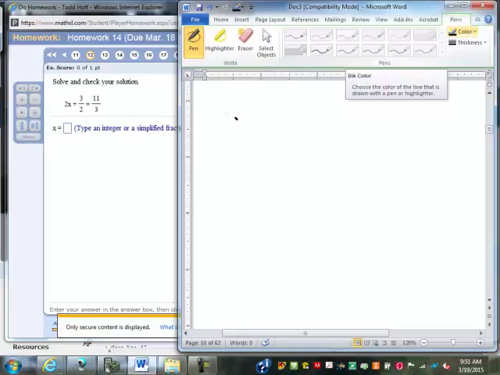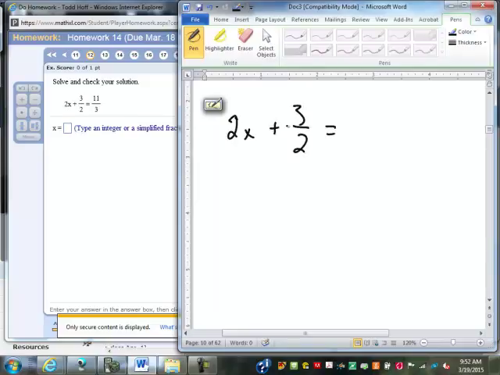We can just solve it as those fractions, or we can do what we've done before and do the common denominator and get rid of the fractions. So here we have 2x plus 3 halves, which of course we know could reduce to 1 1/2, equals 11 thirds.